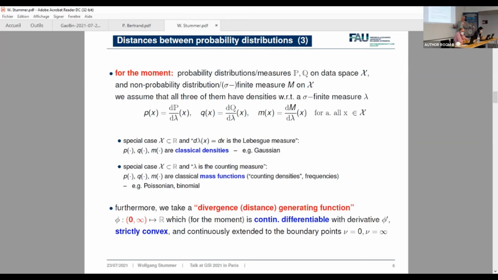If the dominating measure lambda is the Lebesgue measure, then p, q, m are classical densities, where m may be not normalized. Think, for instance, of Gaussians for P and Q. If lambda is the counting measure, then p, q, m are classical mass functions or frequencies. For the divergence generator, we basically assume at the moment that it's continuously differentiable and strictly convex, and that phi lives on the domain of the positive real numbers.